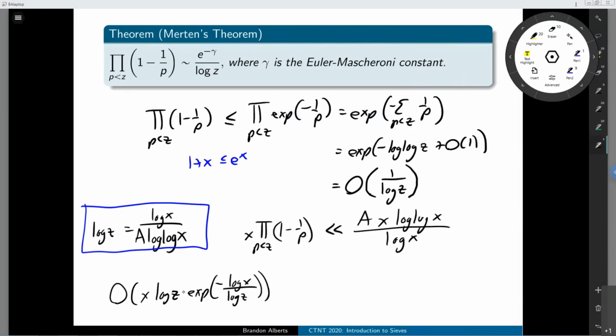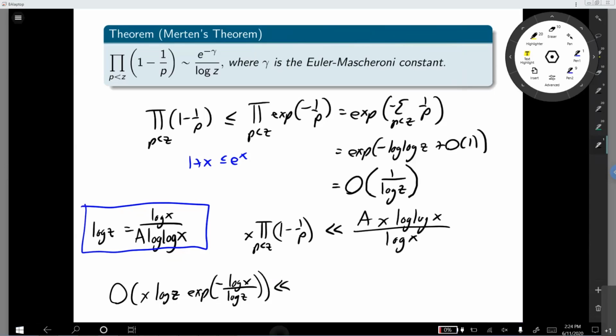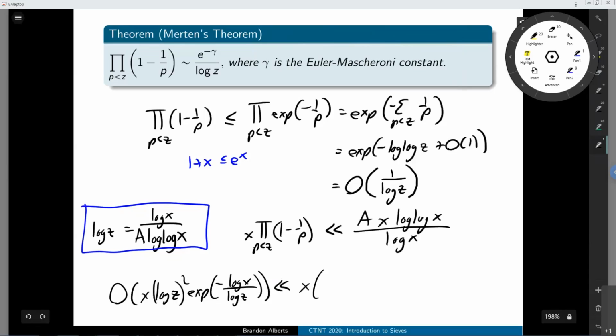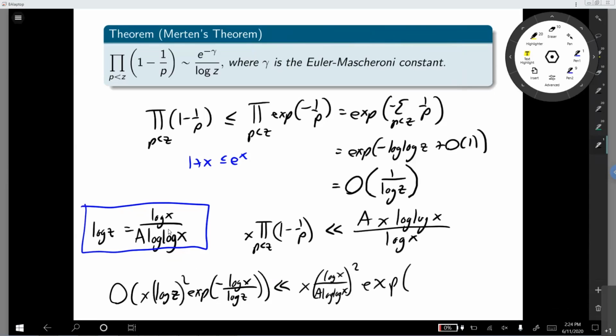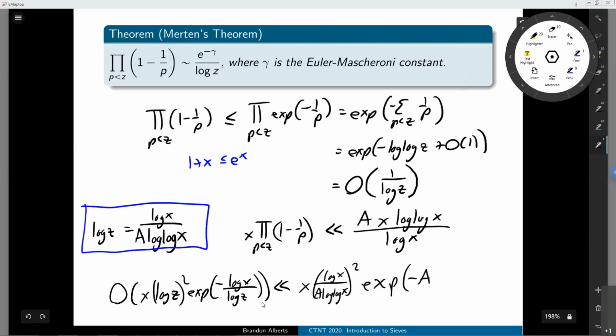If we plug into this function, what's going to happen? We plug in z to this function, I'll just write less than. Oh, this should be squared. We'll have x log x squared divided by a log log x, still squared. And in the exponential function, log z is log x divided by a times log log x. So the log x's will cancel out. And this is negative a log log x inside the exponential.